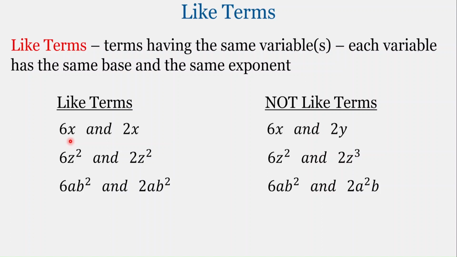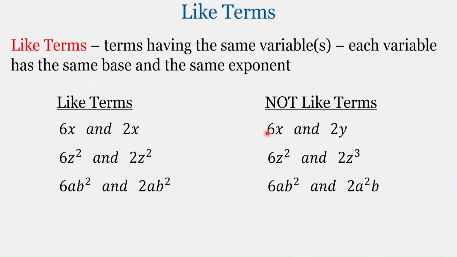So if we look at this first line, we have the like terms 6x and 2x. The numeric coefficient is irrelevant. These could be any numbers. But then we have the variable x, raised to the first power. And for the second term, we have the coefficient 2, and then the variable x raised to the first power. So we have the same base, the base is x, and the same exponent. In this case, the exponent is 1.